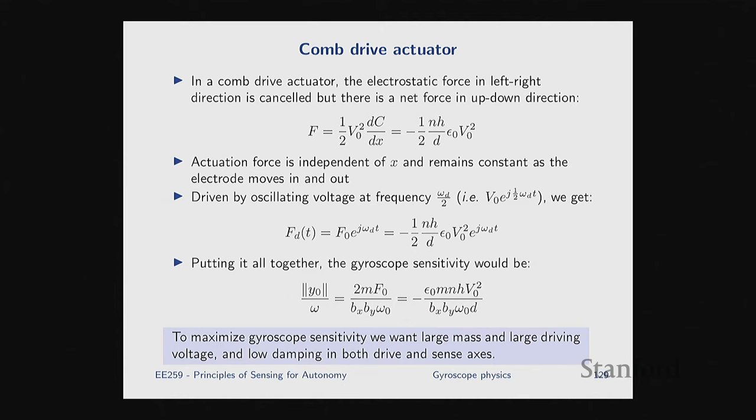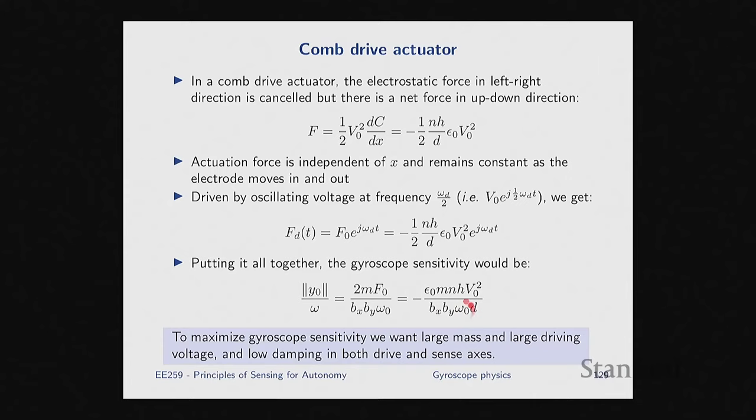Yes? Is no one concerned about dividing by a really small number? Because I know in linear algebra, when you divide by a small number, it's unstable. That's a great question. So the question is, we have a bunch of parameters in the denominator here, and is there a concern of dividing by very small numbers causing instabilities or other issues?